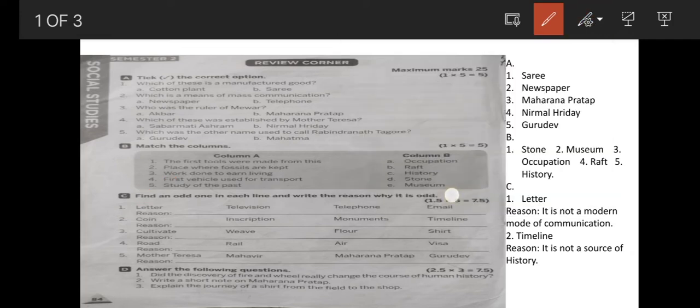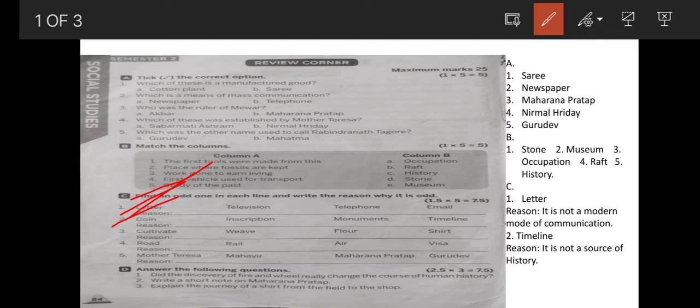First one, letter, television, telephone, email. The odd one is letter, circle letter. What is the reason? Write the reasons in the given blank. It is not a modern mode of communication. Television, telephone, email, all these 3 are modern means of communication, but letter is not a modern means of communication. That is the reason letter is odd in these options.